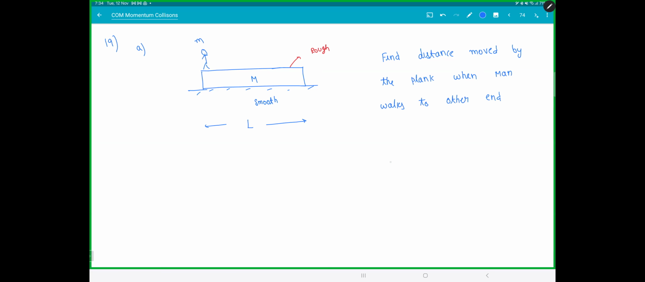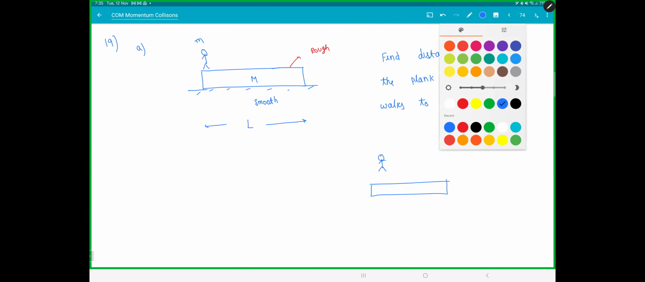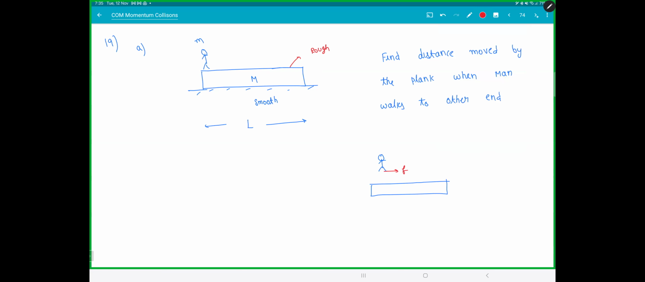Now you need to ask yourself, why does it move? What is the direction of friction on the man? When the man walks, how is the friction on the man? Forward, right? Right side. Friction is making him walk. Same friction will act backward on the plank, isn't it? So every time he goes forward, the plank also keeps getting pushed backward. So the plank actually comes back.